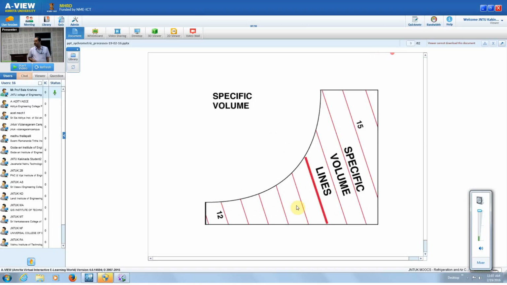Then the specific volume line. This is also an inclined line. It is in meter cube per kg, the specific volume. This also we can calculate with the reference point. These lines are almost like the wet bulb temperature inclination lines, but somewhat the slope is different for the specific volume line. Next.